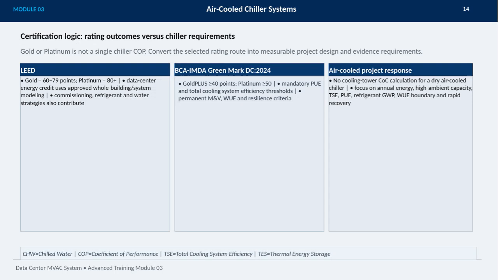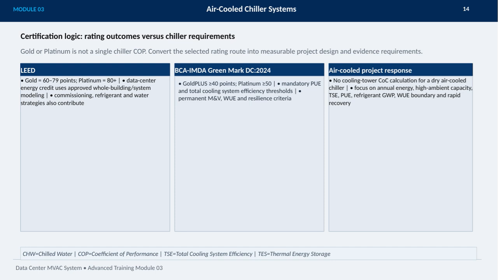In this module, we're focusing on air-cooled chiller systems within Data Center MVAC setups. A key point to understand is the certification logic, which compares rating outcomes against actual chiller requirements. It's important to note that achieving gold or platinum certification is not just about hitting a single chiller COP. Instead, we translate the selected rating route into measurable project design criteria and evidence requirements.